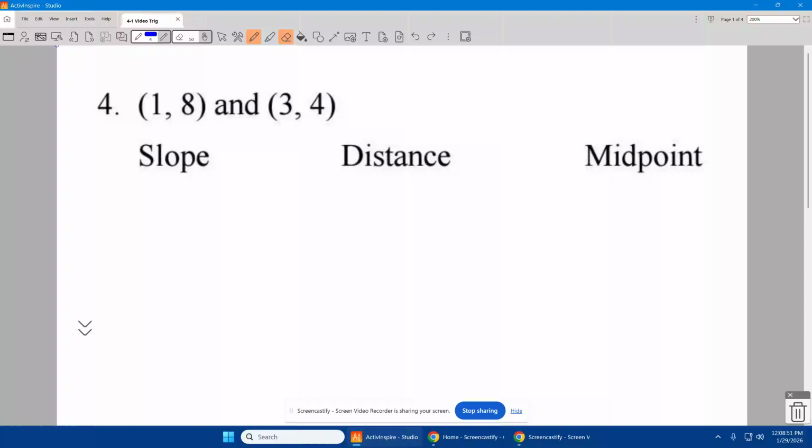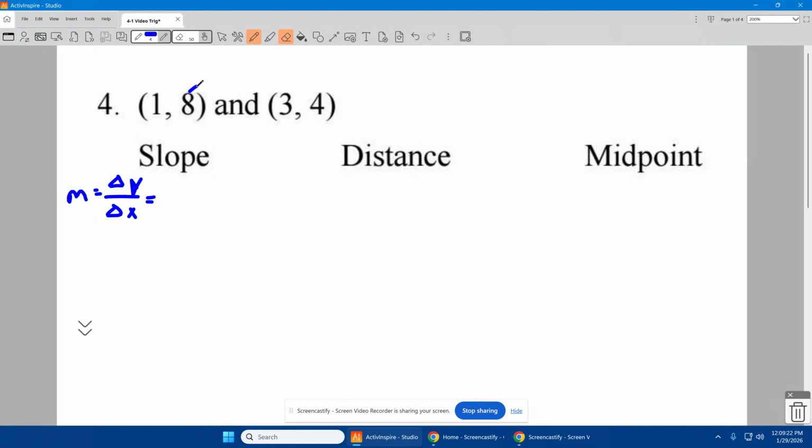Number 4 wants us to calculate the slope between these points, the distance between them, and the middle point between them. So slope, if we remember, is represented by m. It's rise over run, remember, rise with the y's and run with the x's. So it's the change in your y's over the change in your x's. We just subtract our y's, divided by subtracting our x's, because it's telling us how much it goes up, the change in the y's, divided by how much it goes over, the change in the x's.